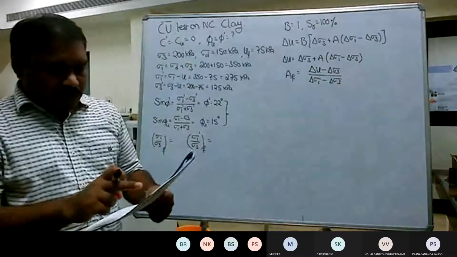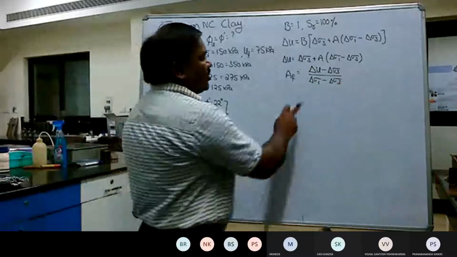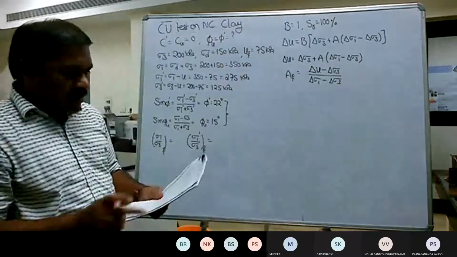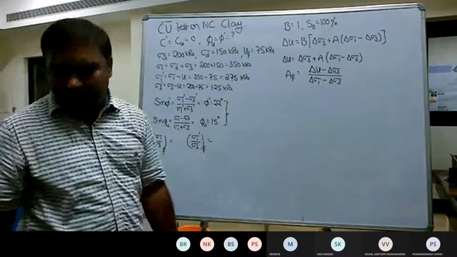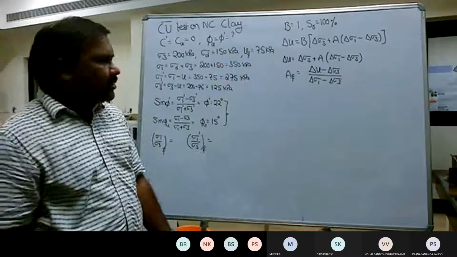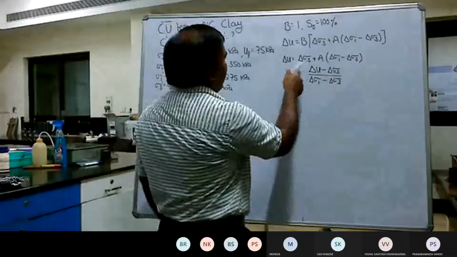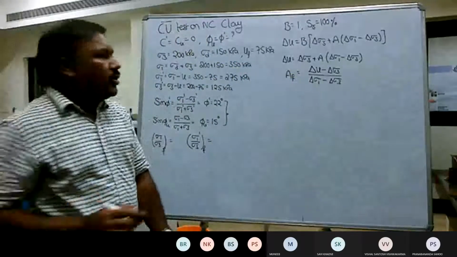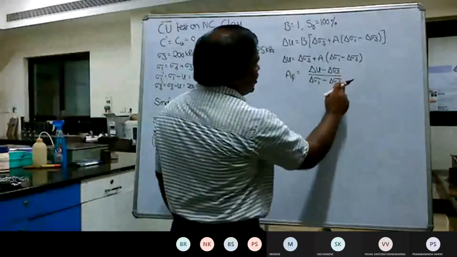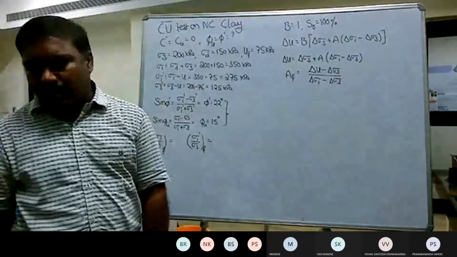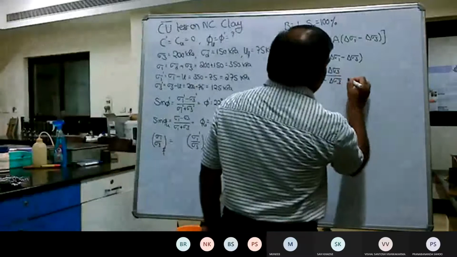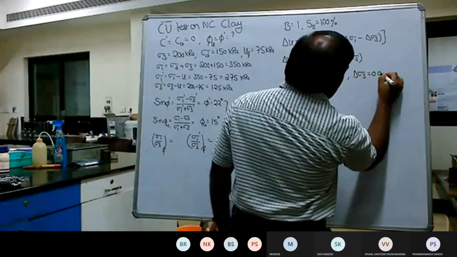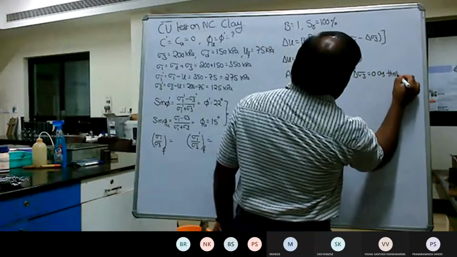Okay, now, so what was the change? So there is a change in delta U, the pore pressure parameter, at failure, which is 75 kilopascals. But when the deviator stress is applied, the cell pressure remains constant. Therefore, your delta sigma 3 becomes zero, as there is no change in cell pressure.